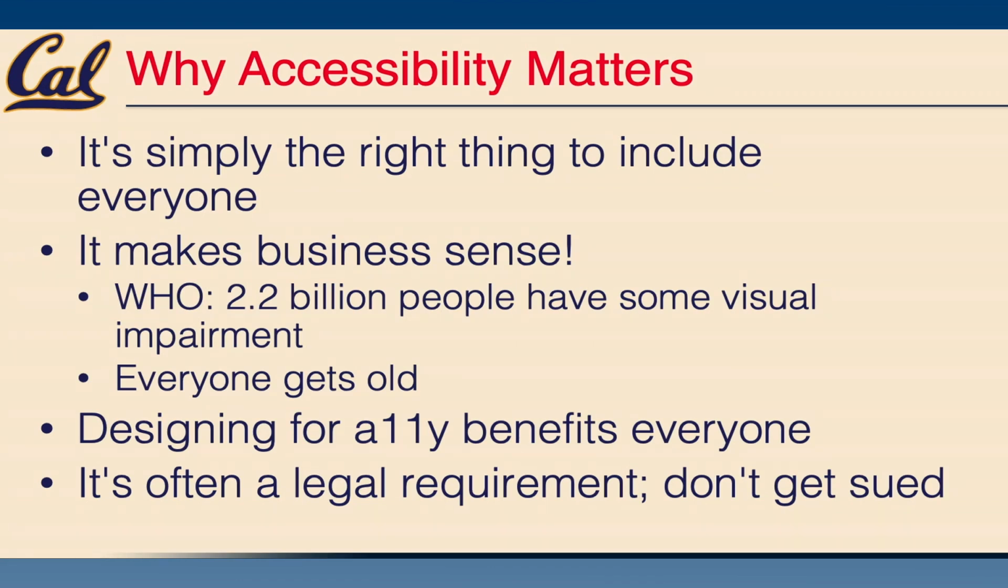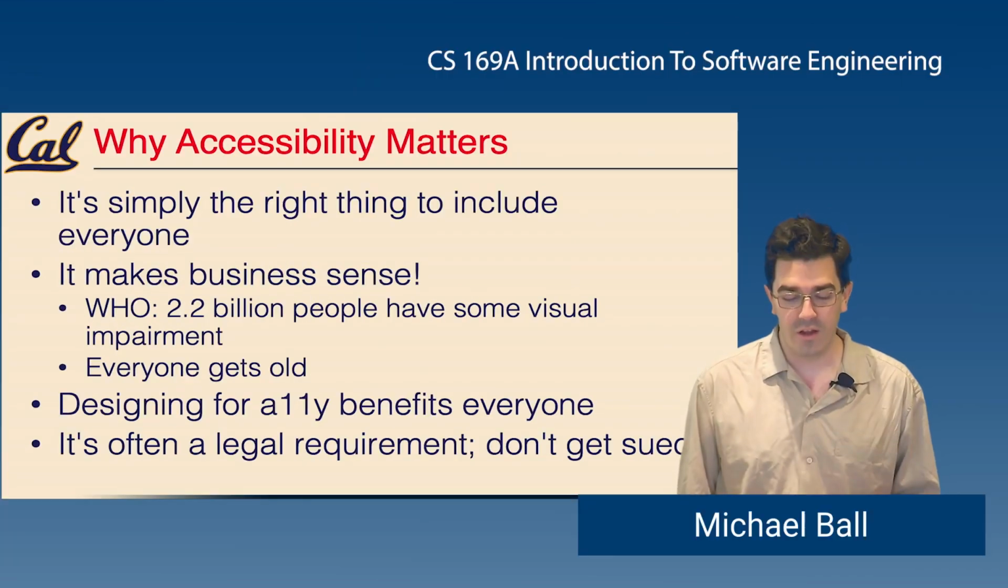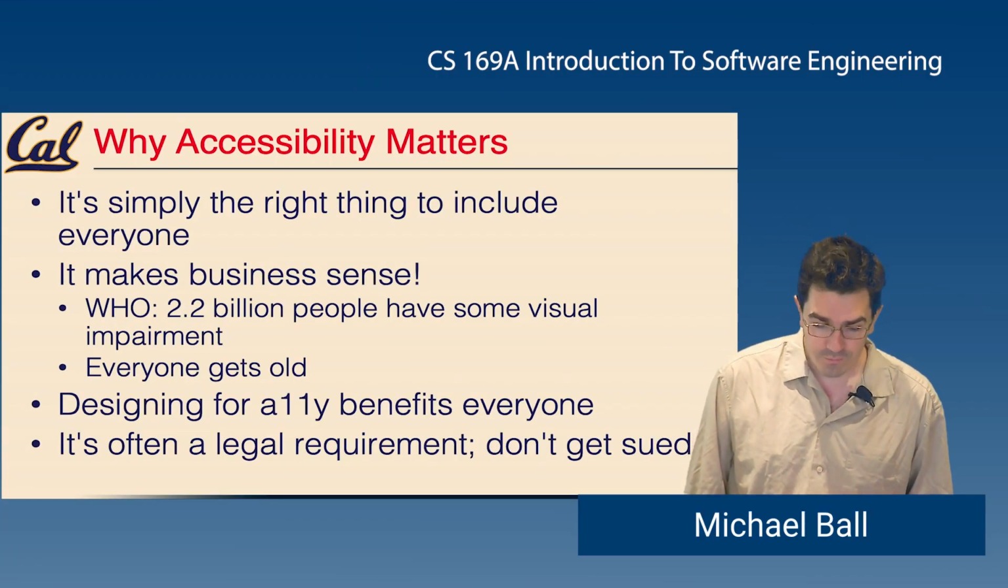The other general reason is that if you're a business person, you might argue that it just makes business sense. The WHO estimates 2.2 billion people in the world have some form of visual impairment. A lot of those could perhaps be corrected or augmented by glasses, but certainly not all of them. There's an estimated 1 in 7 people in the world that have some sort of registered condition that could be classified as a disability. But also, at least today, everybody gets old. And as you get old, your ability to perceive, read, and hear things changes over time.